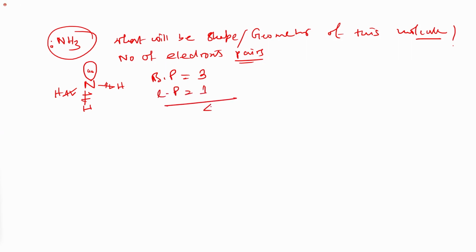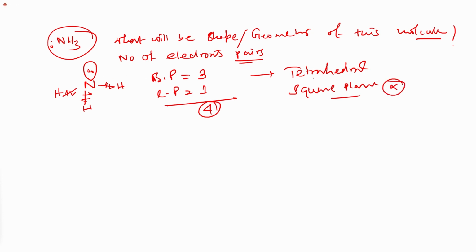So total 4. So when it is 4, it is giving two structures. One is the tetrahedral structure, and another is the square planar. But here the square planar is not possible because of this lone pair. So it will have the tetrahedral structure. So when it is a tetrahedral structure, then the angle will be 120 degrees. So in this way, you first have to find the total number of electron pairs, then you go to the shape and the geometry.